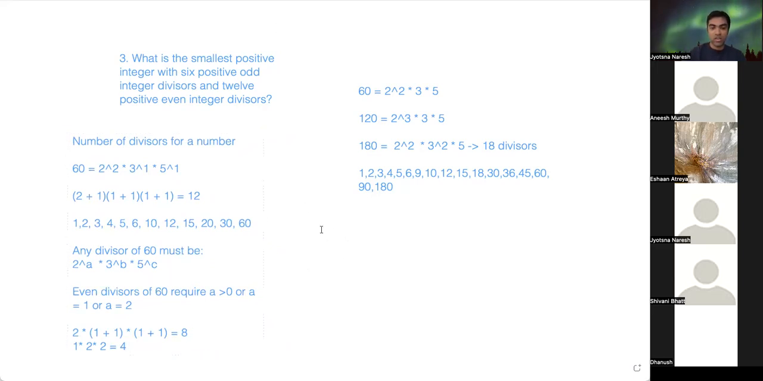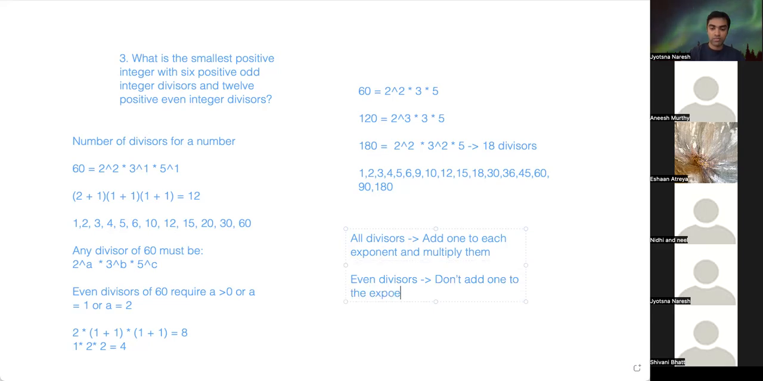So if we want all the divisors, we add 1 to each exponent and multiply them. We want only the even divisors. We still do the same thing, but don't add 1 to the exponent of 2 and add 1 to the other exponents and multiply them. And for odd divisors, we add 1 to all exponents other than 2 and multiply them.